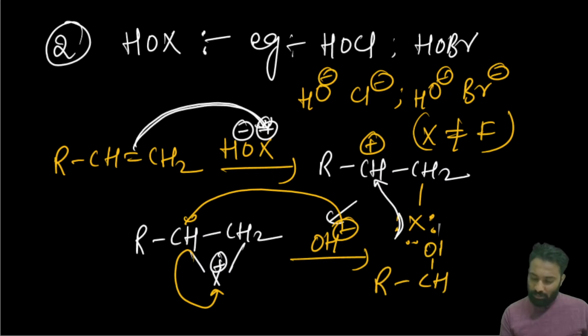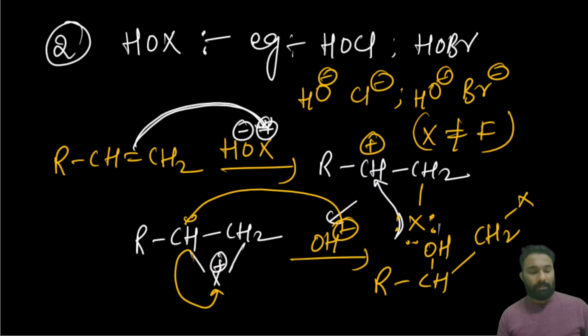Now this is the product we will get: CH, here this is OH, done, here the CH2, and here it is X. In this manner the classical carbocation, non-classical carbocation intermediate it will follow when the HOX type of reagent is taken.